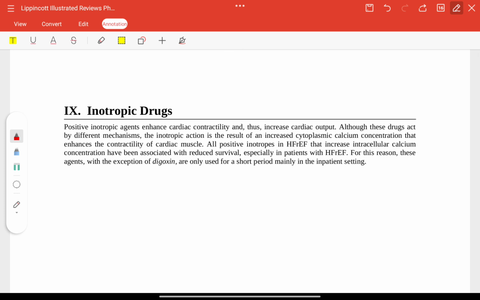Inotropic drugs. Positive inotropic drugs enhance cardiac contractility and increase cardiac output. With the exception of digoxin, they are only used for a short period of time, because all of these positive inotropic drugs increase intracellular calcium and are associated with reduced survival.